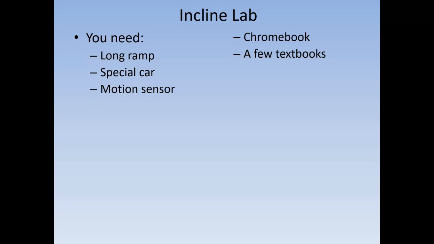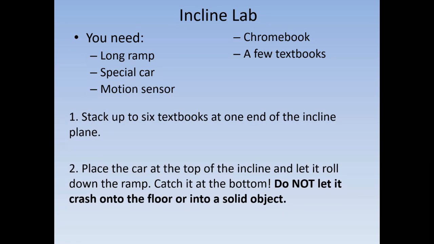Look at the first part of the Incline Lab. You will need a long ramp, a blue or red dynamics cart, a motion sensor, your Chromebook, and a few textbooks. Once you have these materials, stack up to 6 textbooks at one end of the ramp so that it forms an incline. Place the car at the top of the ramp, making sure the wheels are secure in those grooves. Let it roll down the ramp. Be sure to catch it at the bottom. These cars are fairly delicate and they should not be crashing into anything. If you have not done so already, pause this video and go set this up.